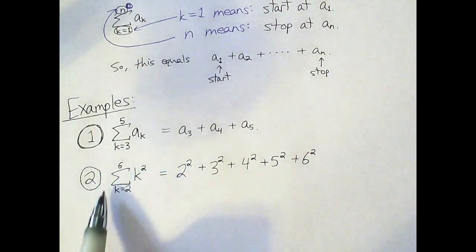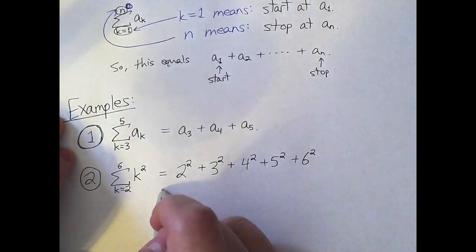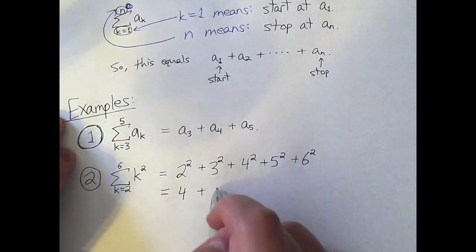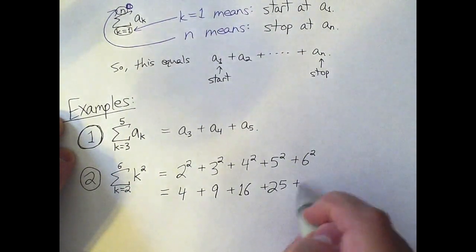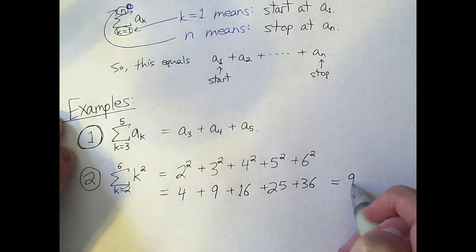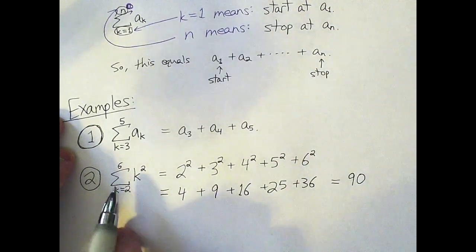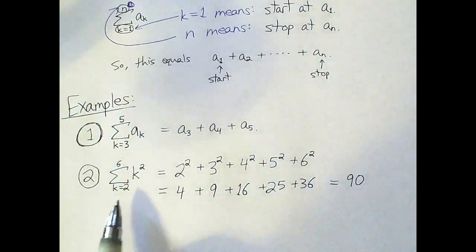So this is like a compact way of saying what we did on the right-hand side. Of course, you could evaluate this. You could say this is 4 plus 9 plus 16 plus 25 plus 36. And you could figure out that this equals 90. So this actually does equal a number. It equals 90.